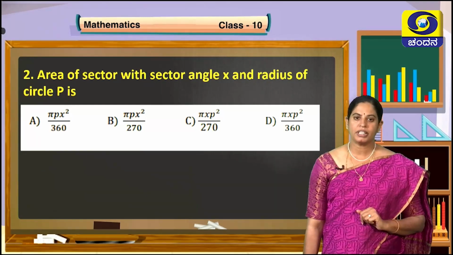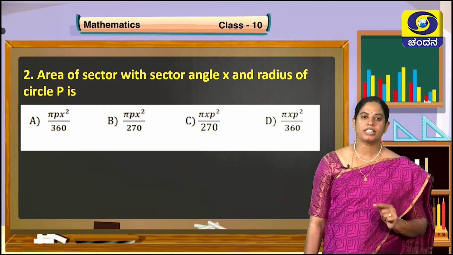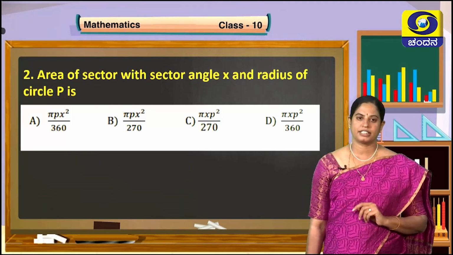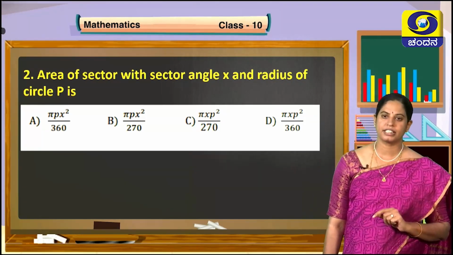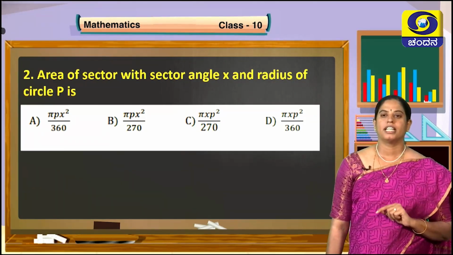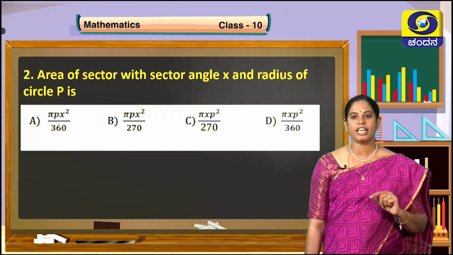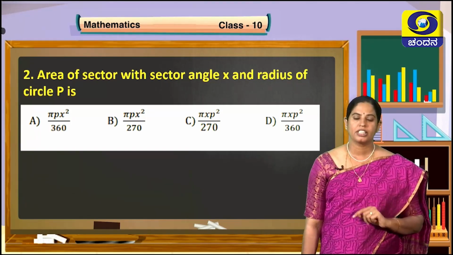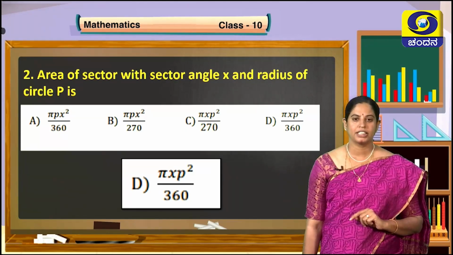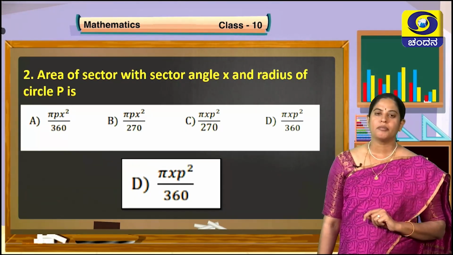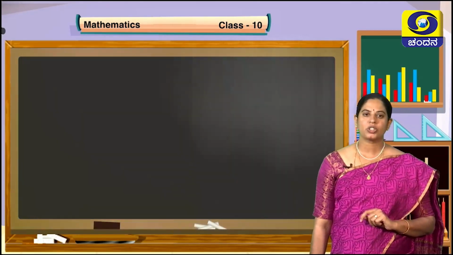You are clear that B and C are not the answer. Now we have to see whether A is the answer or D is the answer. So it is given that angle x, instead of theta we have to write x, and area of the circle is pi r square. Instead of r they have mentioned the radius as p. So therefore the answer for this question is, you are right, it is option D, pi x p square by 360 degree, children. So the next question is as follows.